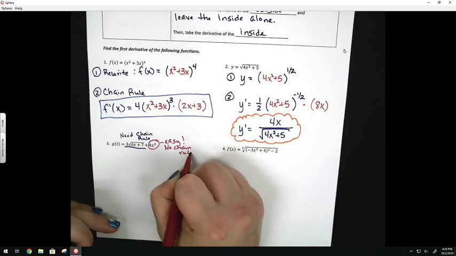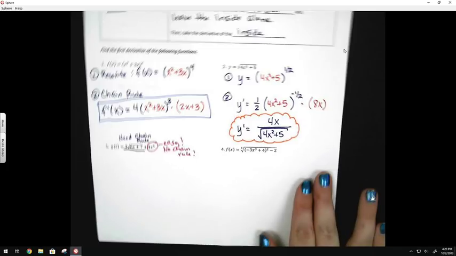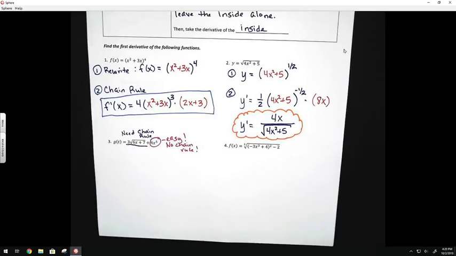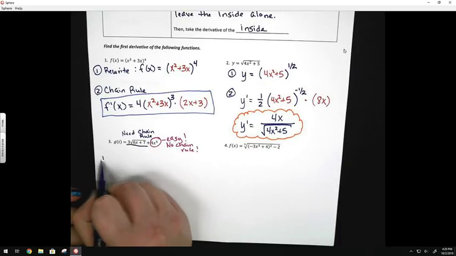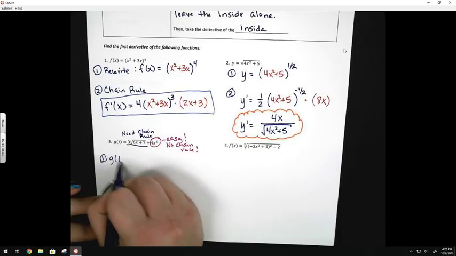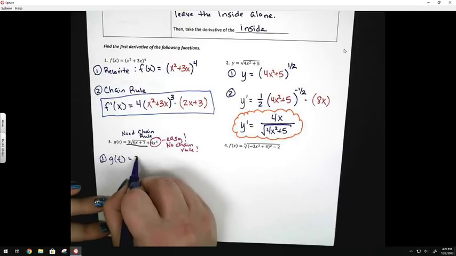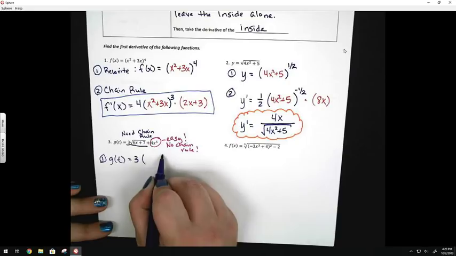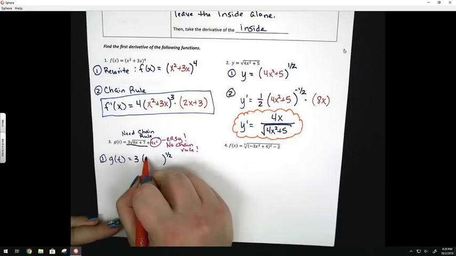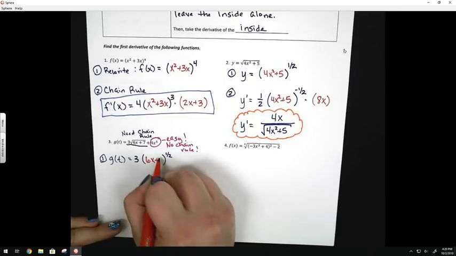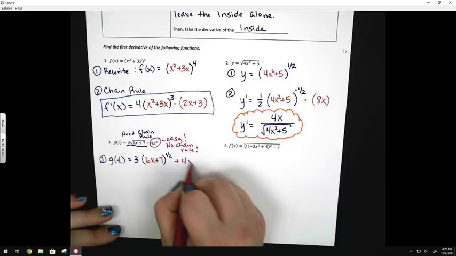So don't get confused and think that now we need chain rule for absolutely everything. Okay? So let's first rewrite. So we're going to get g of t. This is still just our original function. And it's 3 times something to the 1/2 power. And we know that that something is 6x plus 7. And then we've got plus 4x to the 5th.